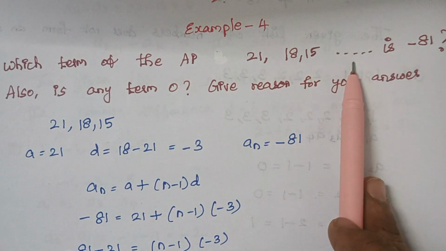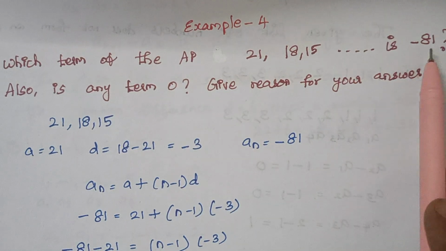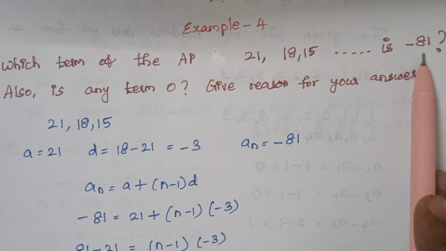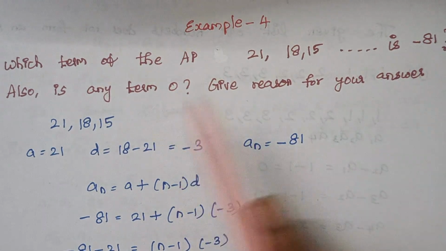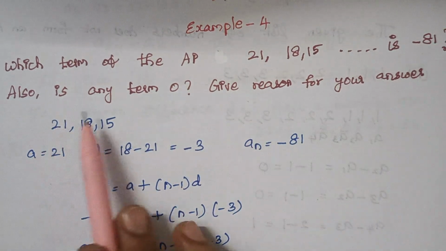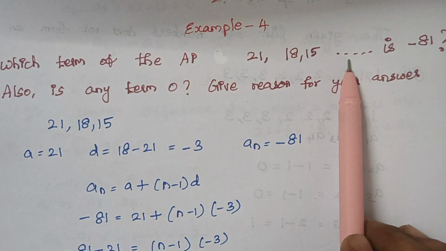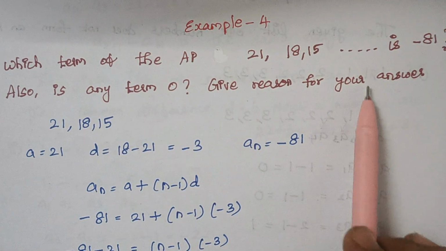This is an AP. And in this AP series, we have a number minus 81 and we have to calculate which term, that is 10th term or 15th term. We have to find which term gives minus 81. Again, the next question is, is there any 0 in this AP series? So, give reasons.